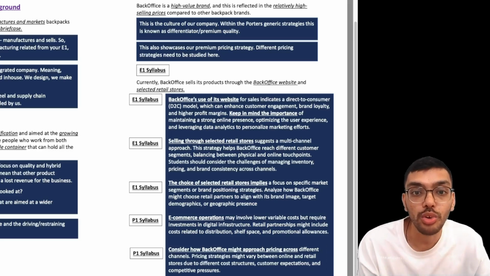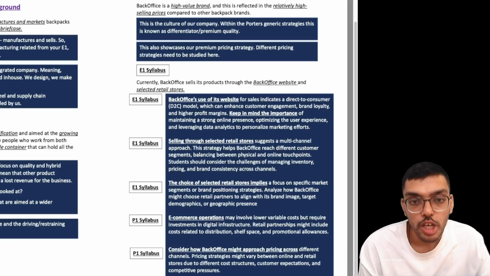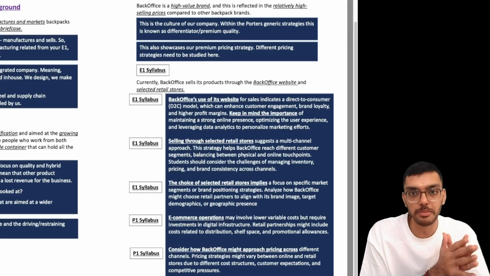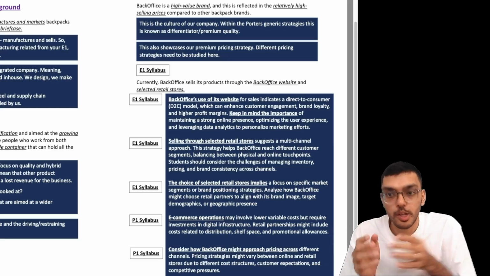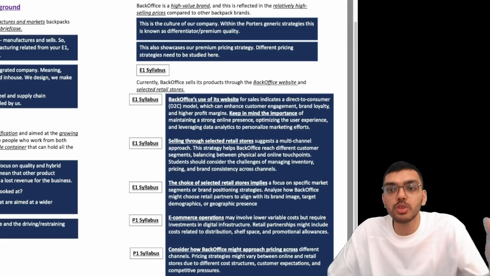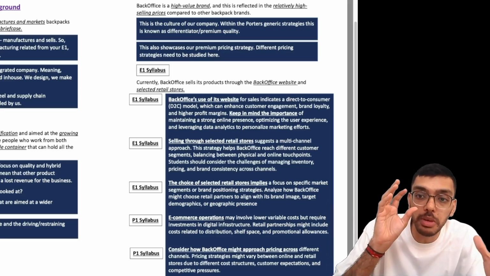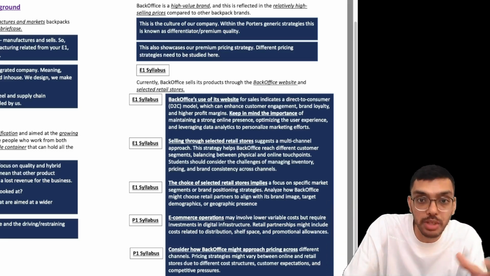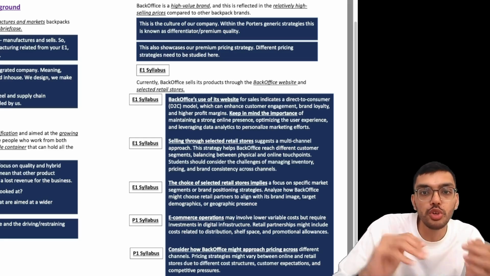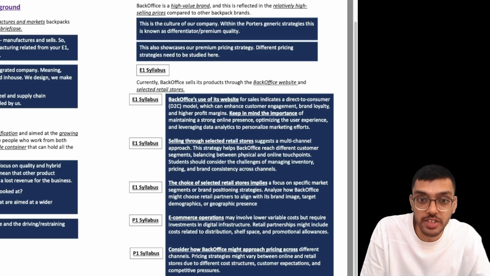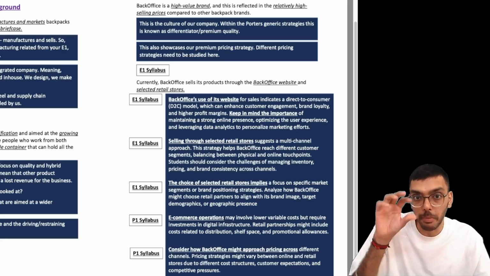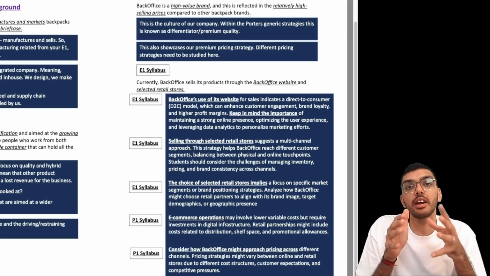Next, we are selling through retail stores as well. So this indicates a multi-channel approach. We are not only selling on the website, we have multiple channels. So if one channel is affected, then we have the other channel to supplement the sales, and it will not be affecting the company largely in the short term. So students should consider the challenges of managing inventory, brand consistency, because multiple channels are available.